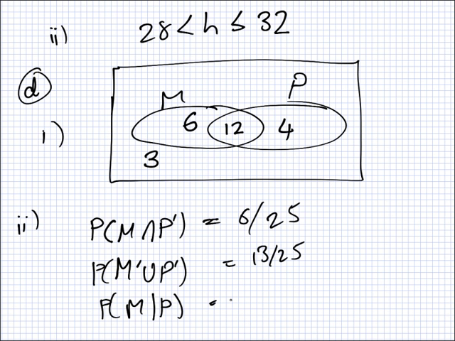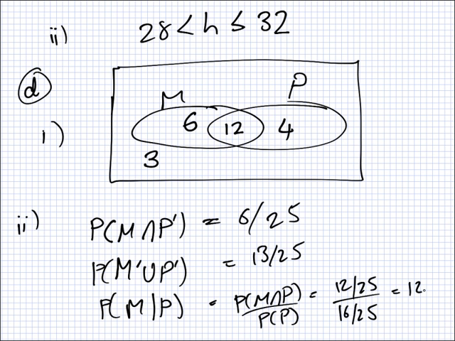Maths given physics is maths and physics over physics, which is 12 over 25, and physics is 16 over 25. So the answer is 12 over 16 then. I don't know if this one's in the book.